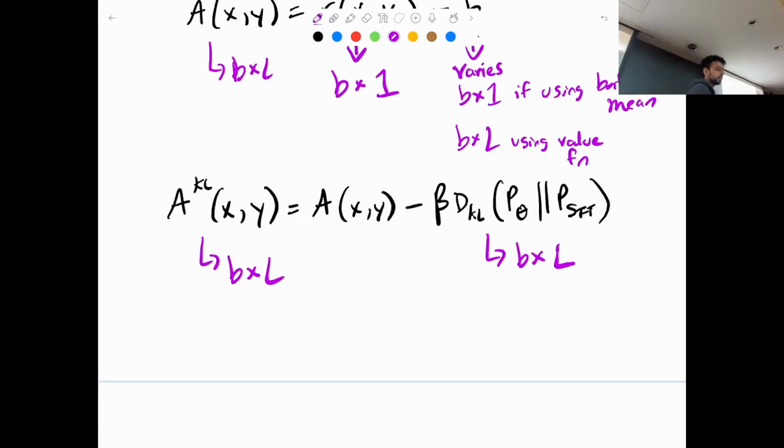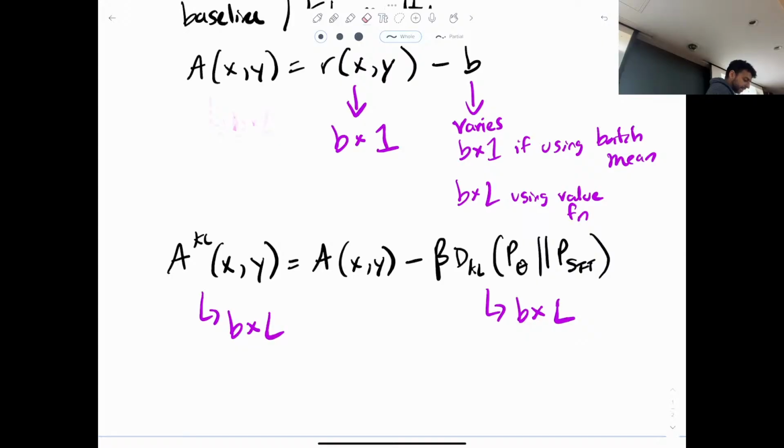Yes? But if we're using the mean version for baseline. Yeah, so if we're using the mean version of this, then this advantage here is batch size by 1. And as we'll see, GRPO is using the mean version within a group, not a batch, and as we'll see, the KL term doesn't come into the computation of the advantage in GRPO, so it's moved to an external term in the loss. But we'll talk about that later. Other questions about this?